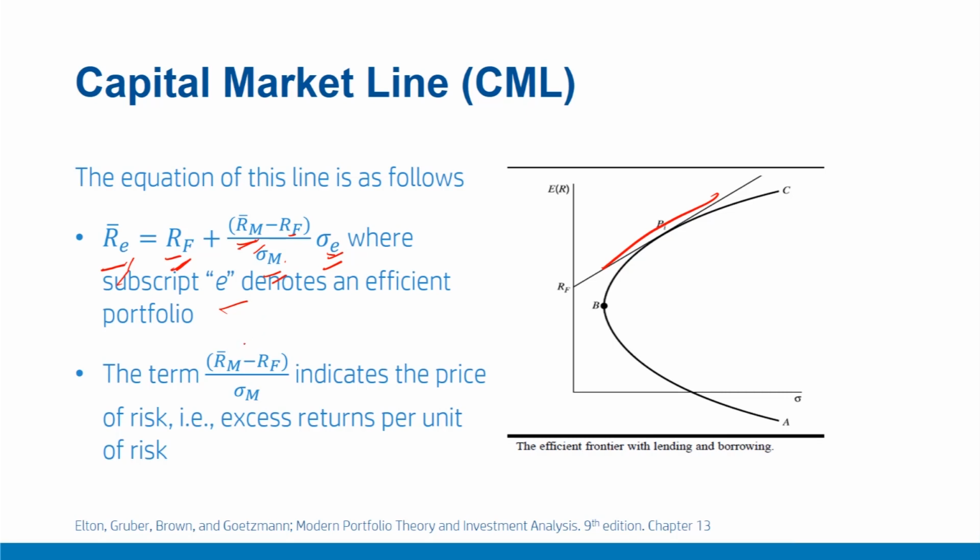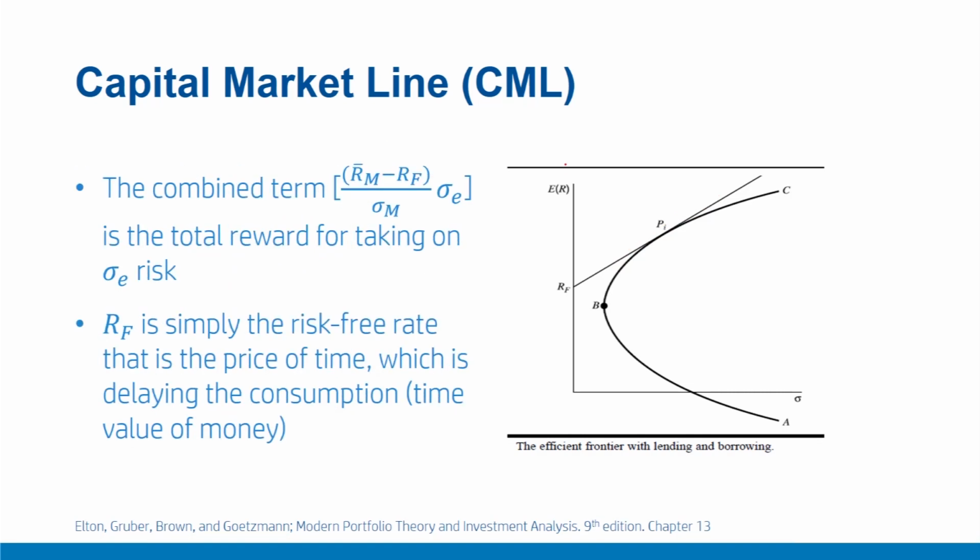Let's focus on the term on the RHS, which is (R_M bar minus R_F) upon sigma_M, into sigma_E. Here we are saying that (R_M bar minus R_F) upon sigma_M indicates the price of risk, that is, excess return R_M bar minus R_F per unit of risk, which is sigma_M. This term has two components. The first part is (R_M bar minus R_F) upon sigma_M, which indicates the price of risk, that is, for taking market risk. Please remember, the risk-free asset, that is RF, has no risk.